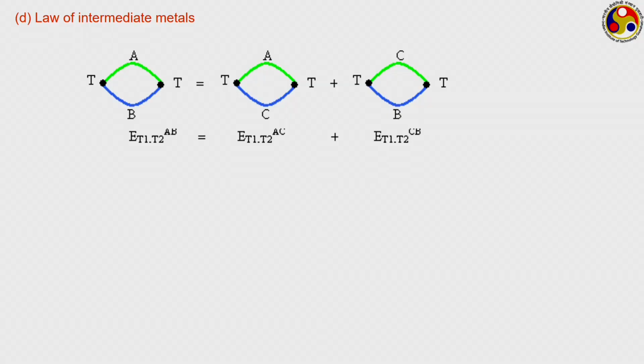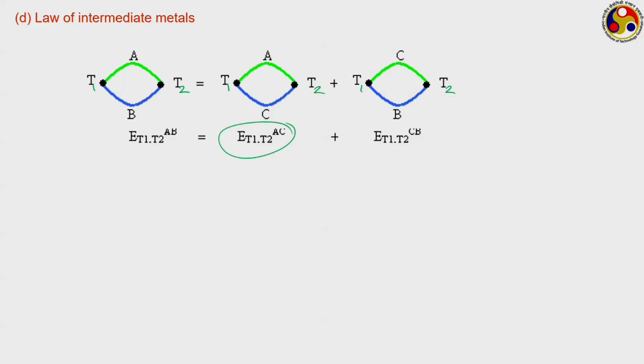Fourth one, a very important one, the law of intermediate metals. Let me do this correction. I do not know why the suffixes are missing here. Suppose we are using a thermocouple comprising metals A and C, and they are maintained at temperatures T1 and T2 at both junctions. Then whatever EMF we are getting, that is this much.